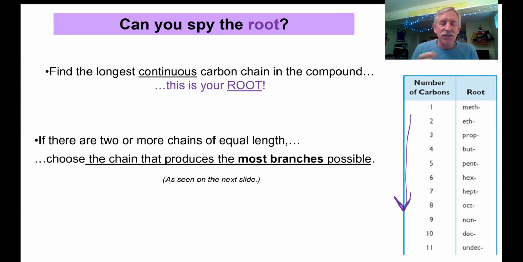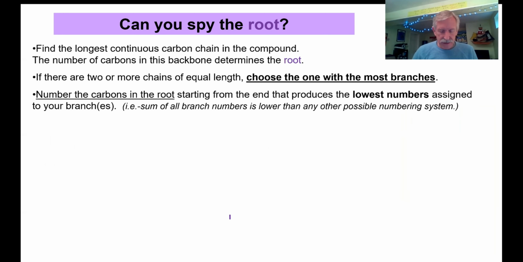If there are two or more chains of equal length, choose the chain that produces the most branches off the chain. We will see this in an example coming up soon. But there will also always be possibilities, just like I showed you on the first slide, where the naming can be slightly different for the same structure. This is a key point here. Try to create more branches, then we'll be talking the same language.